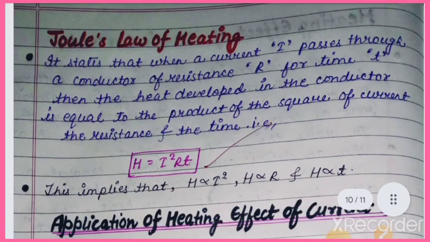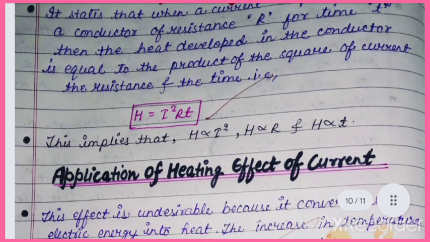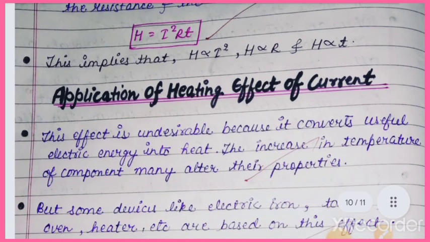Okay. Then Joule's law of heating, what is it? It states that when a current I passes through a conductor of resistance R for time t, the heat developed in the conductor is equal to the product of the square of current, the resistance, and the time, that is H is equal to I square into R into T, where H is directly proportional to the square of current, I square, and H is also directly proportional to the resistance, and H is also directly proportional to T.